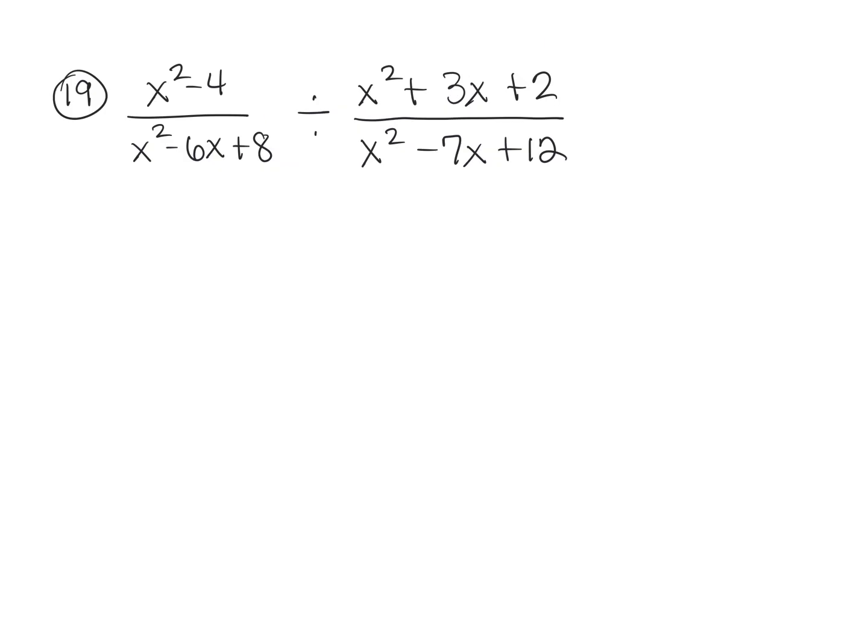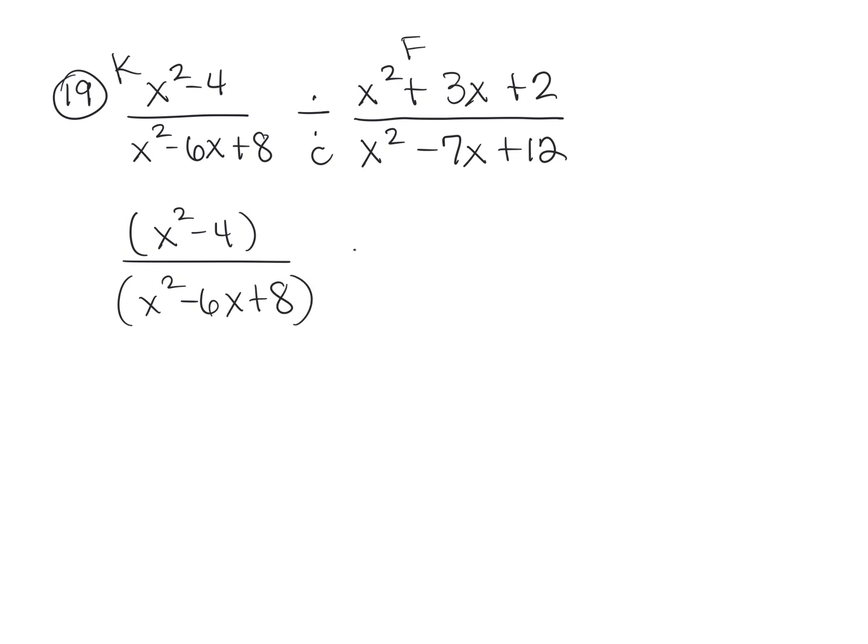19, I'm going to have to do a similar process because it is division of fractions. So I'm going to keep the first one just like it is. I'm going to flip the second one and change this to multiplication. So I have x squared minus 4 over x squared minus 6x plus 8. And now I'm going to multiply that by x squared minus 7x plus 12 divided by x squared plus 3x plus 2.